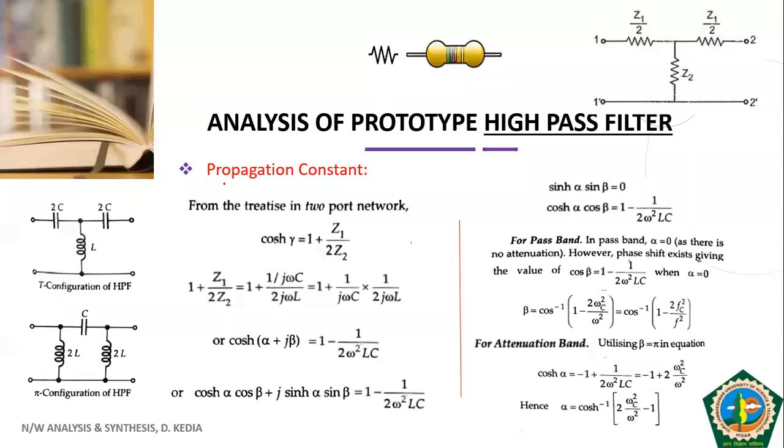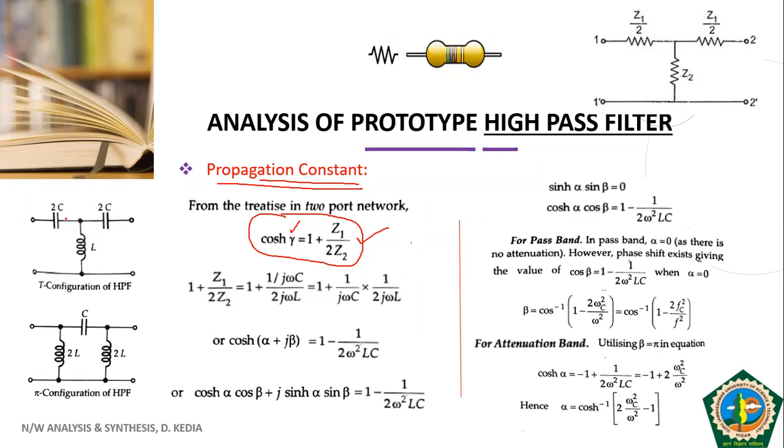Now let us see the propagation constant as we saw in the generalized form. Here, as I showed you in the previous slide, your propagation constant gamma is expressed in the general form like this, where cos hyperbolic gamma is equal to 1 plus Z1 by 2 Z2. For the high pass filter, you know the value of Z1, you know the value of Z2. So let us substitute.